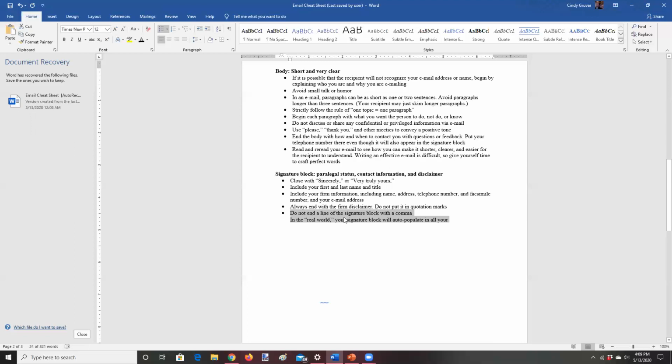Do not end a line of the signature block with a comma. So when you are putting your name, and then the next line you're having your title, if the title is going on the line below, and that's where it does belong, don't put a comma. So it's not Mary Smith, comma, next line, paralegal. It's Mary Smith, next line, paralegal.